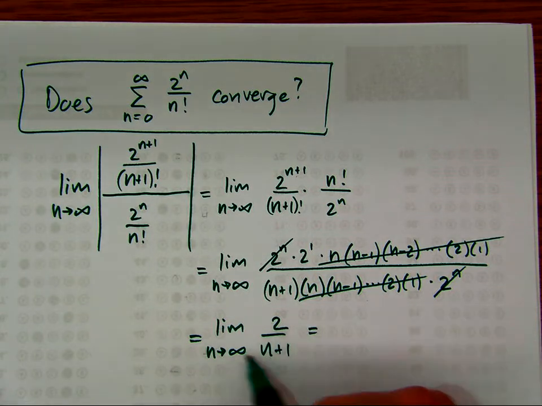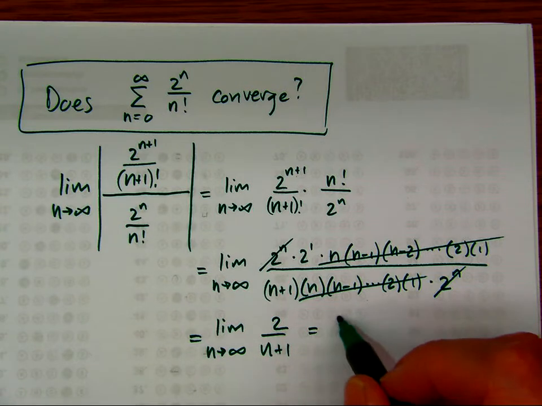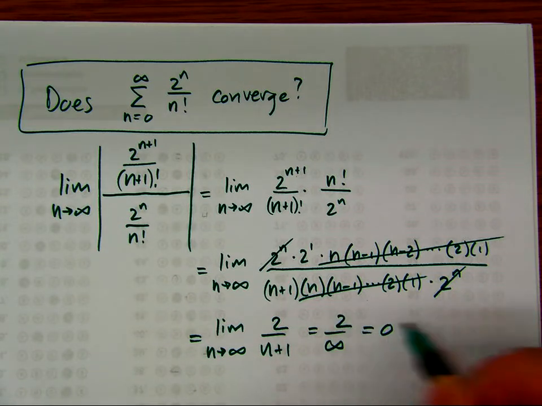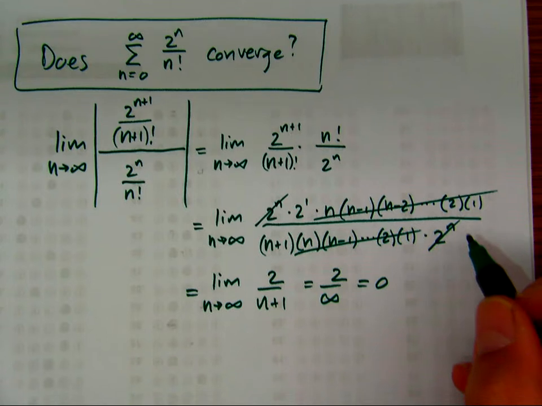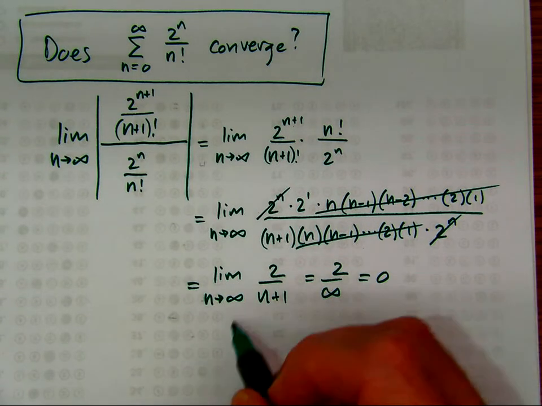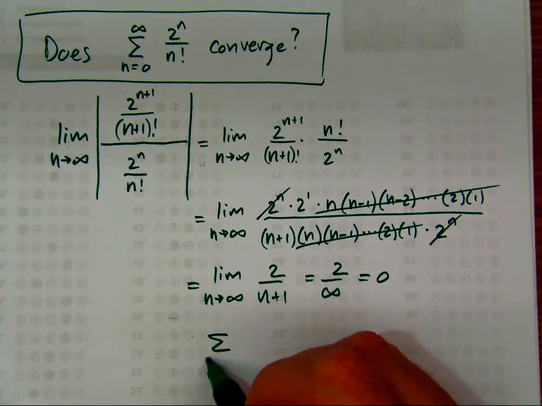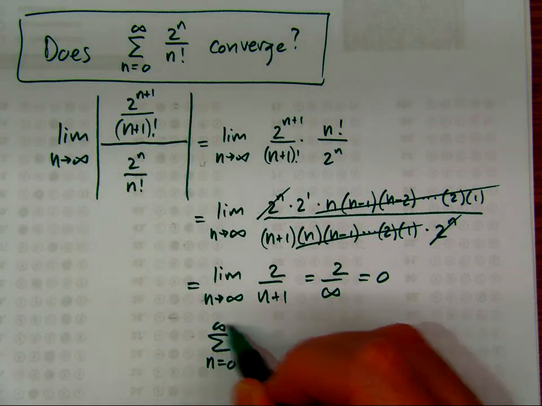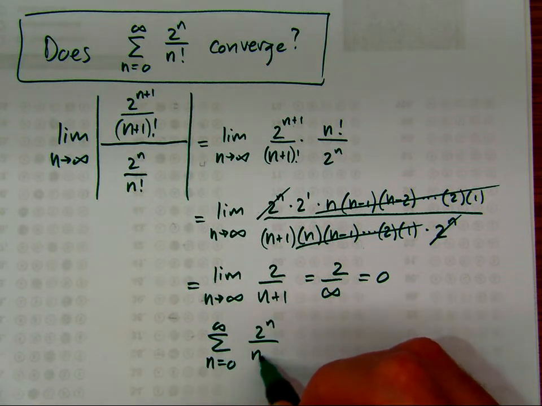And if we look at the limit at infinity, we'll have 2 over infinity, which equals 0. So that tells us, because the limit is less than 1, we can say that the series converges.